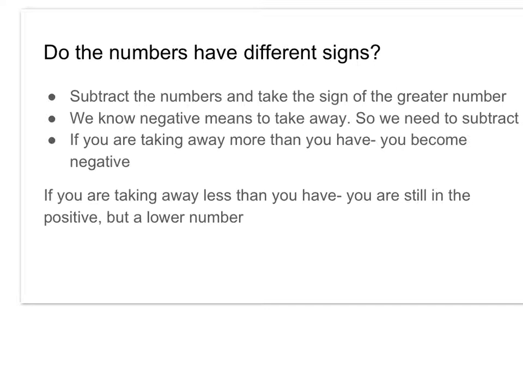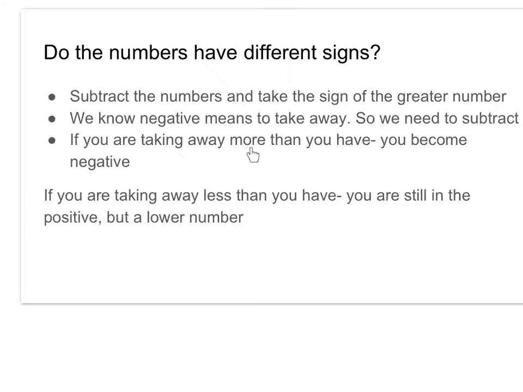If your numbers do not have the same sign and they have different signs, then you cannot just combine them together and keep the sign. What you're going to need to do is subtract the numbers and take the sign of the greater number. We know a negative means to take away, so we would need to subtract. If there's a negative in there, that means you're going to take away, which it should if there are two different signs. One's going to be positive, one's going to be negative.